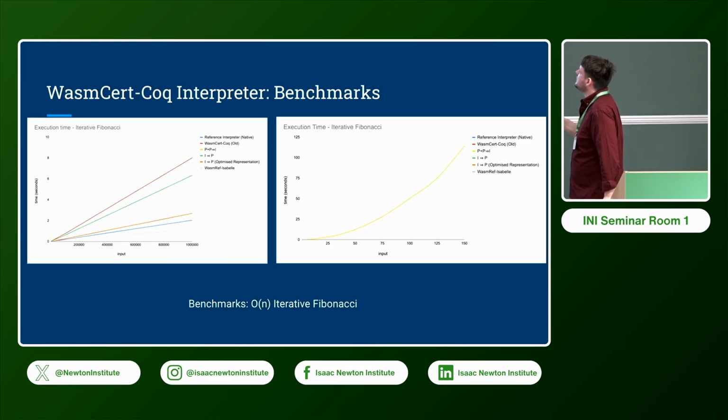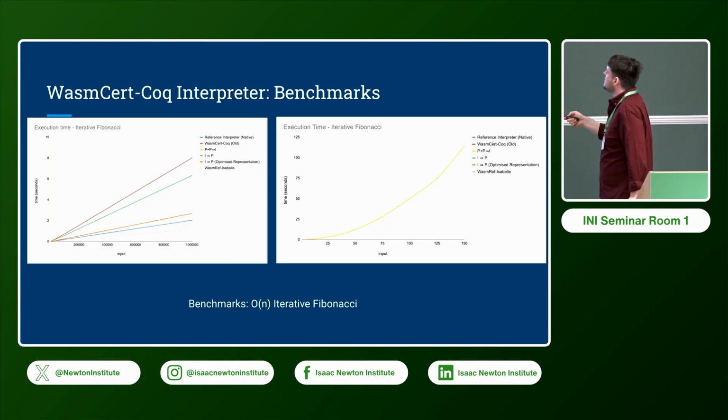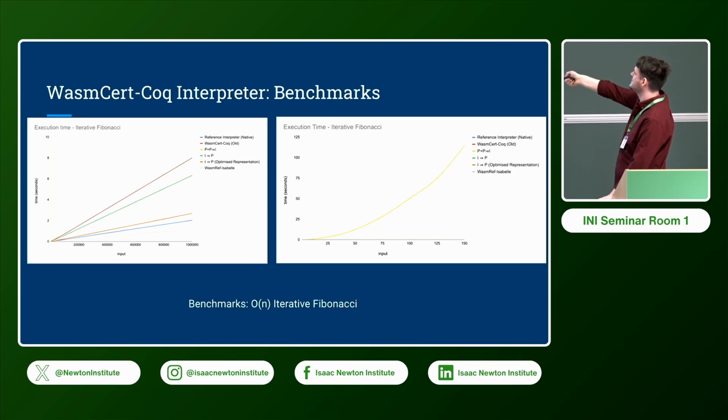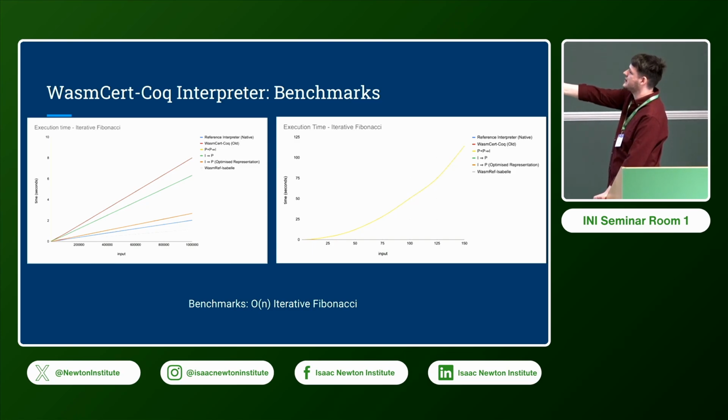And this is iterative Fibonacci, similar story. Here's the naive progress plus preservation, kind of constructive approach, shooting off into the distance, while everyone else, you can't even see them because they're still down here, and this is an explosion of that graph showing the distinction between them. And again, WASM-Ref-Isabelle, just about the fastest.